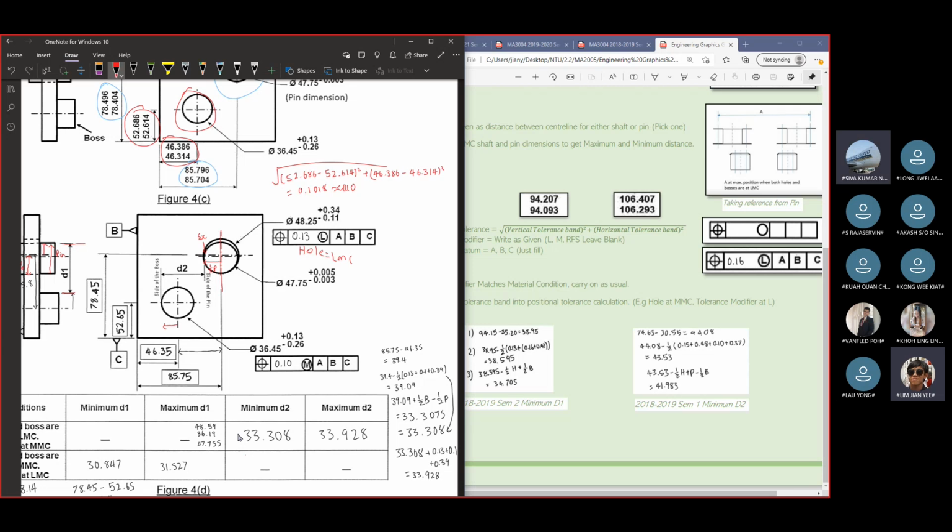A quick clarification on the tolerance band. The formula for the tolerance band is the upper deviation minus the lower deviation. Since we have a negative, that's why we actually add up. Or you can just think of the space between positive 0.34 and negative 0.11. Really appreciate that, thank you very much.